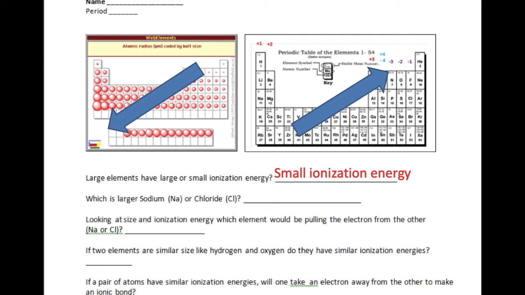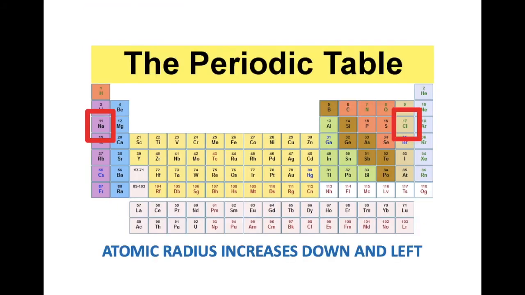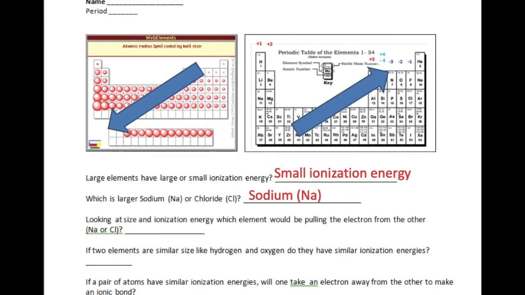Our next question is, which is larger, sodium or chlorine? If we look where they're located on the periodic table, we can see sodium's all the way on the left-hand side and chlorine's all the way on the right. We know atomic radius increases down and left, which means the further left it is on the periodic table, like sodium is, the larger it is. Therefore, sodium is larger of the two.